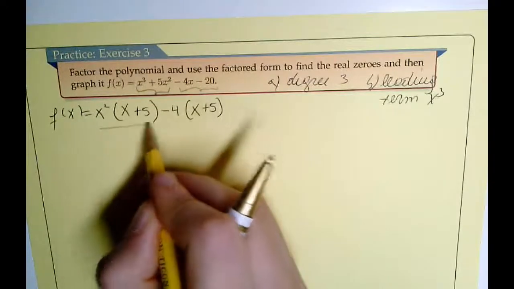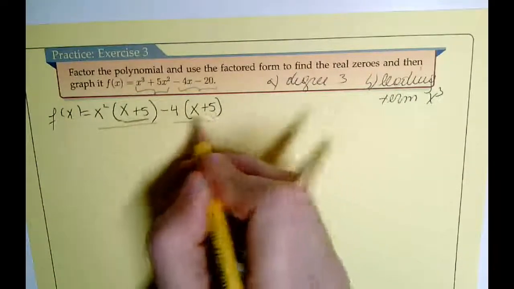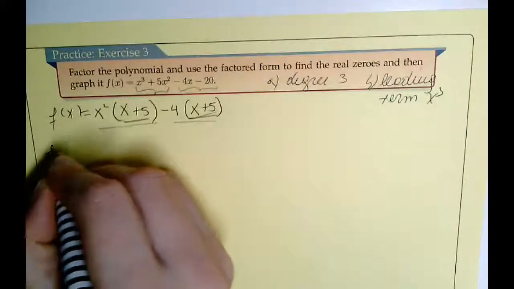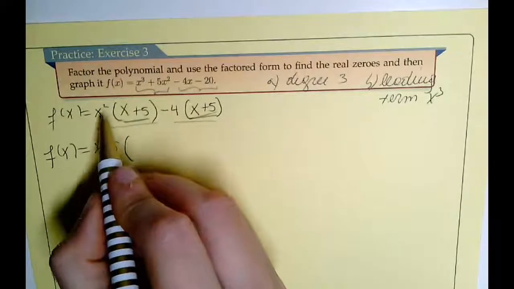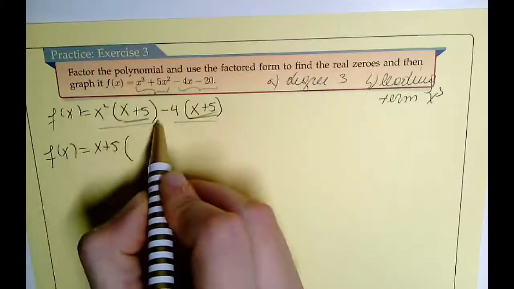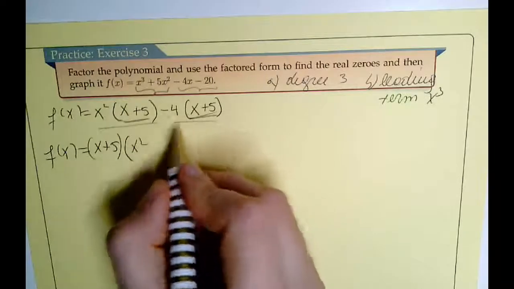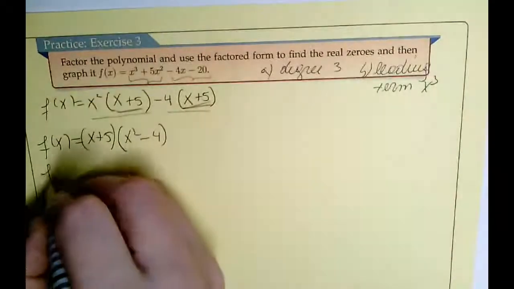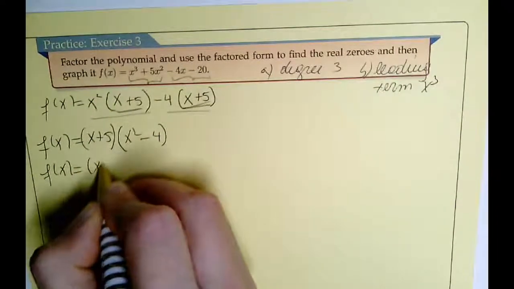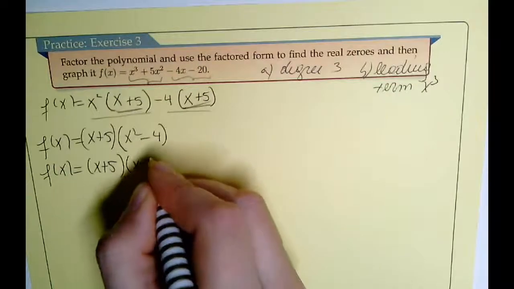So now I can factor something between these two terms. What do they have in common? Well, this x plus 5. So f of x equals x plus 5, and then what's left from the first term? Well, x squared. What's left from the second term? Minus 4. Furthermore, x squared minus 4 is x minus 2, x plus 2.